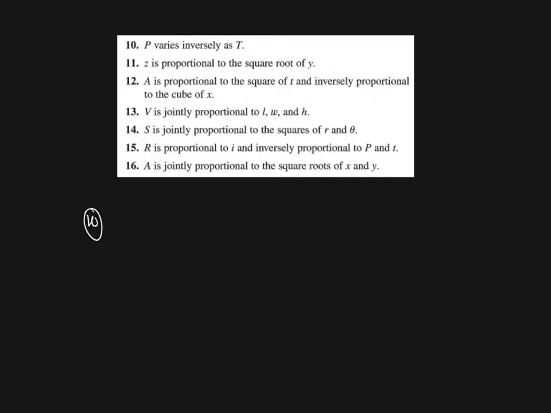Number 10, P varies inversely as T. So before we had Y varies inversely as X. So now we have P varies inversely as T. For 12, we hear or say A is proportional to the square of T and inversely proportional to the cube of X. So we have A is proportional, and I heard inverse in there too, so I'm just going to get the inverse set up, is proportional to who? T, but the square of T. And inversely proportional to X, but the cube of X. Okay, not the cube root, not the square root, but the square and the cube.